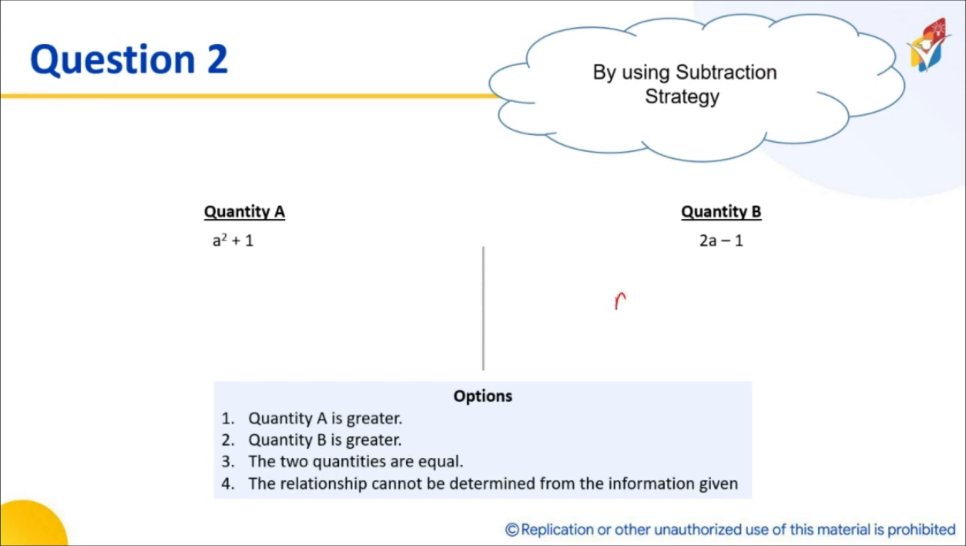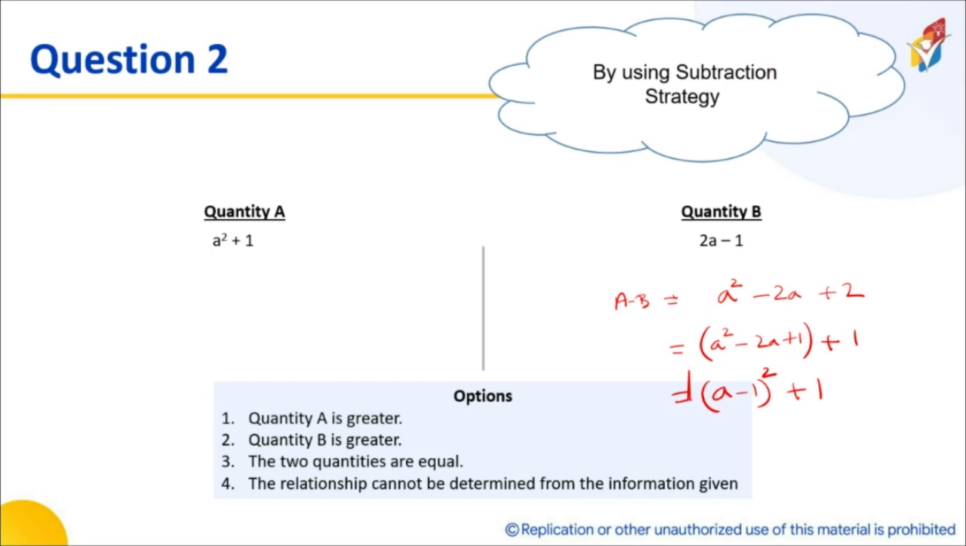So let us go ahead and find out what is a minus b. This would be equal to a square minus 2a plus 2. This is a quadratic expression. But beyond that, I can also write this as a square minus 2a plus 1 plus extra 1. So this would be a minus 1 whole square plus extra 1. This is perfect square plus 1.